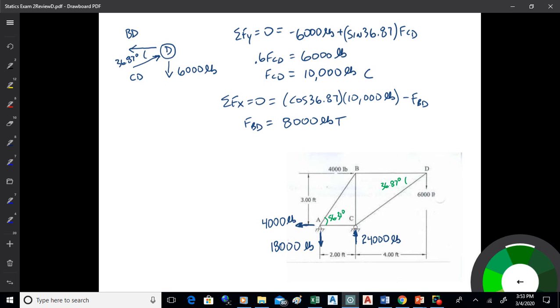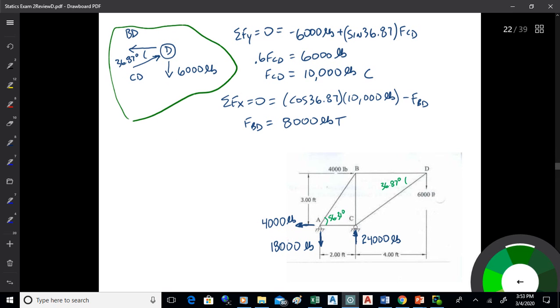When I look at joint D, I draw a free body diagram. There it is. Then I notice I've got two x unknowns and only one y unknown, so I'll start with sum of Fy and set that equal to 0. I've got 6,000 down with a negative sign, plus sine of the angle times FCD. I write up that equation and solve it out. So FCD will be 10,000. I'm assuming it's pushing up and to the right. My answer comes out positive, so that's correct. It is pushing up and to the right.